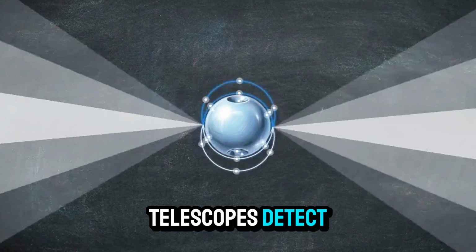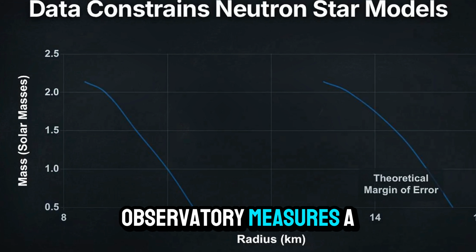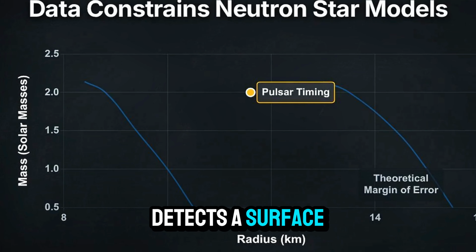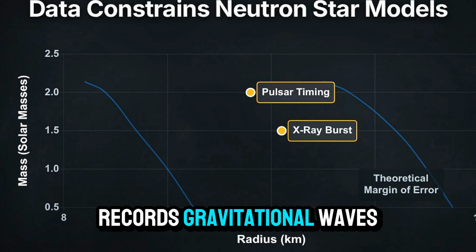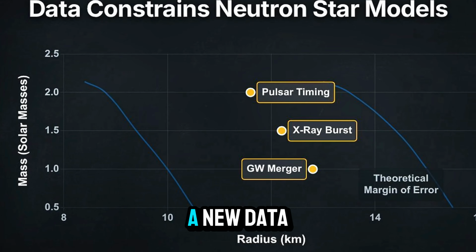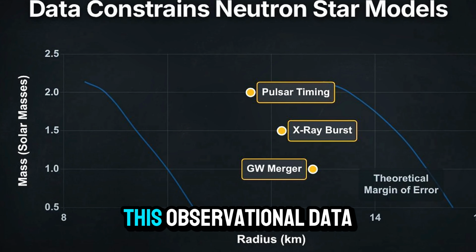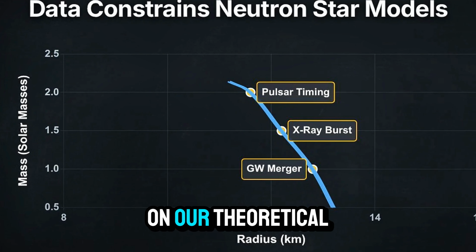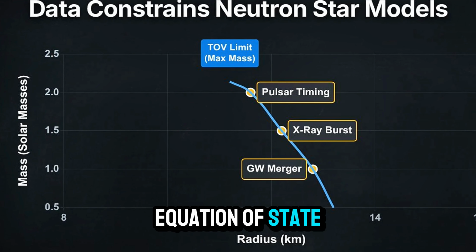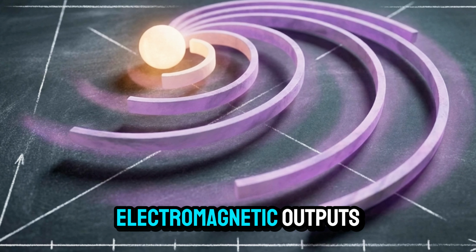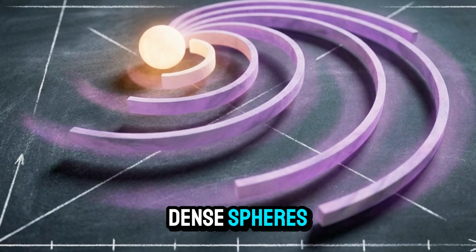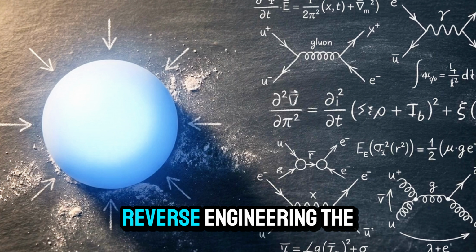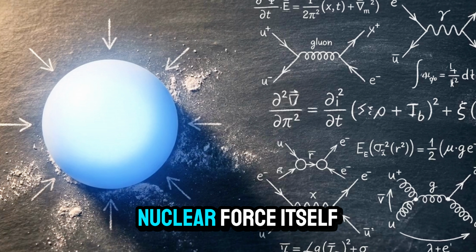Every time an observatory measures a pulsar's timing, detects a surface X-ray burst, or records gravitational waves from a neutron-star merger, a new data point is plotted. This observational data directly tests our math, tightening the constraints on our theoretical equation of state. By tracking the thermal and electromagnetic outputs of these distant, dense spheres, we are systematically reverse engineering the behavior of the strong nuclear force itself.